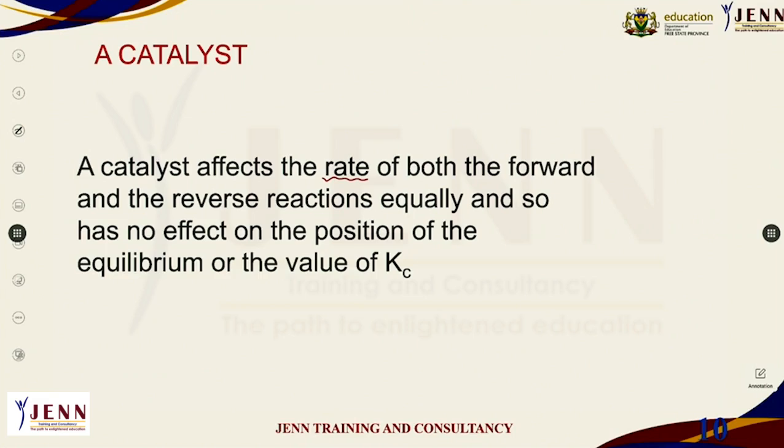So a catalyst only affects the rate of both the forward and reverse reactions, but it can't shift the position of the equilibrium. So that's very important. You can get the products faster, but you can't get more. So boys and girls, remember that reaction rate is about getting the products faster, but not necessarily more. Equilibrium takes you a longer time, but you're going to get more products. So that is very important.